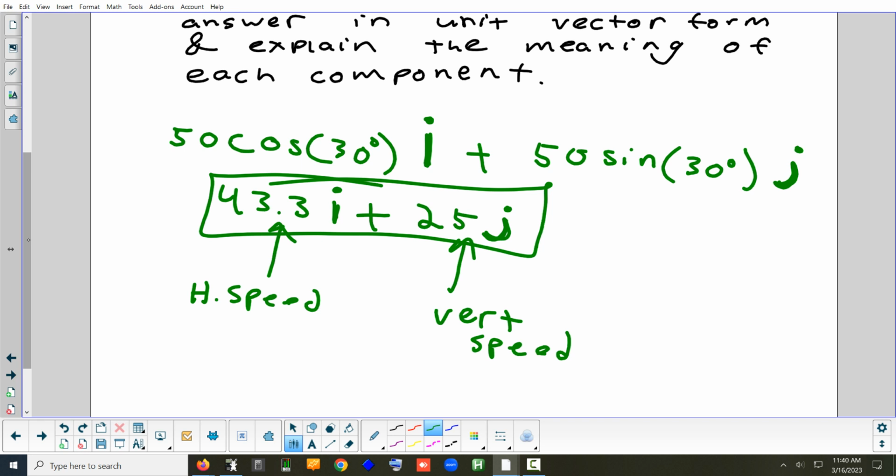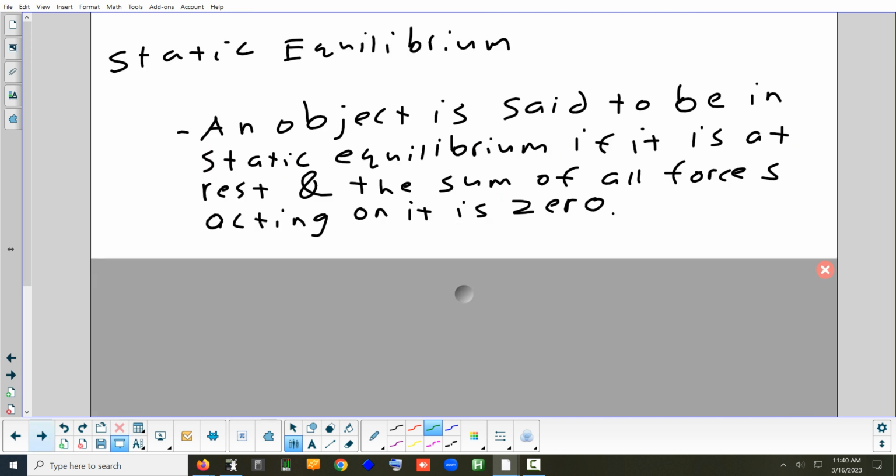Any question on that one? Okay, so out of the two applications, that's the easy one for today, figuring out the vertical and horizontal components of a vector. Okay, so the last one we're going to look at has to do with what's called static equilibrium.